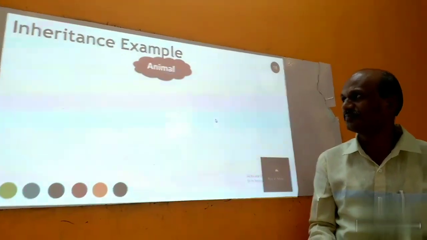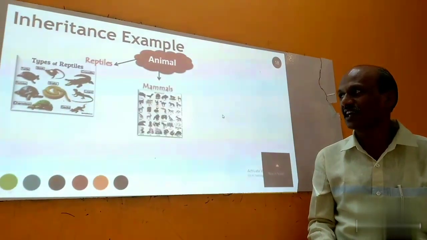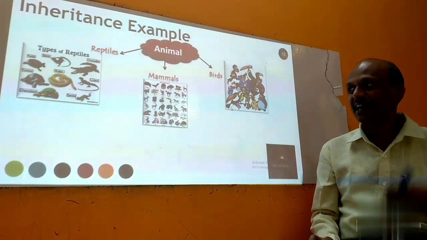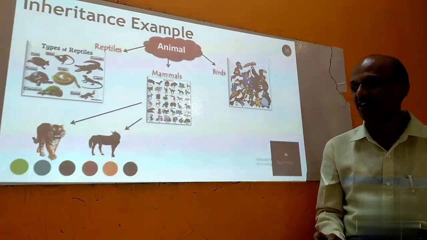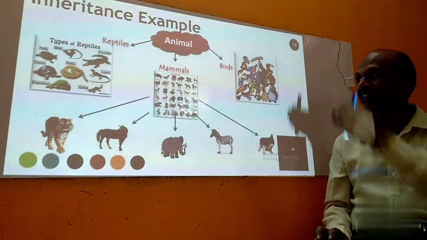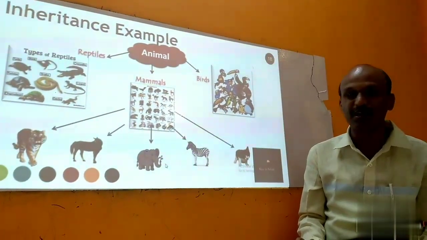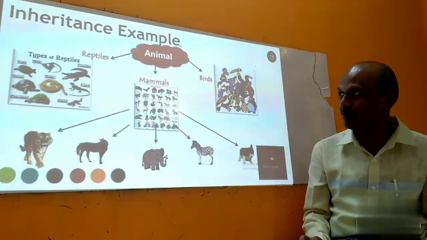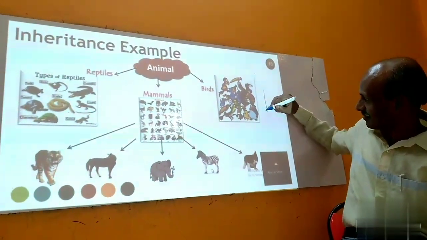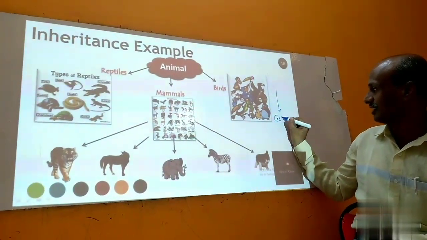Or again, inheritance: animal, which is an abstract thing, is subdivided or classified as reptiles, mammals and birds. Again mammals are classified as tiger, horse, elephant, zebra or cat. So this is called an inheritance diagram. Whenever we are moving from upward to downward in the inheritance diagram, see here, I am moving in this direction, in this scenario I am generalizing the things.